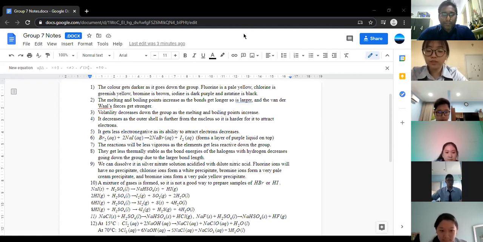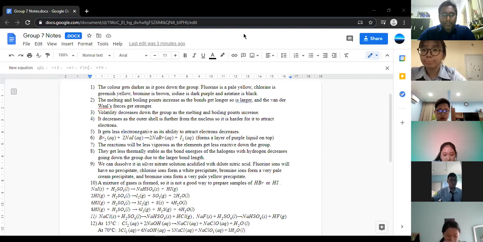So for the reaction of hydrogen and the halogens, it generally decreases going down the group, and this is caused by the reactivity of the halogens, which decreases going down the group. Hence, the reaction will get less vigorous as the reactivity will decrease going down the group, and the bond strength of the molecules will also decrease.